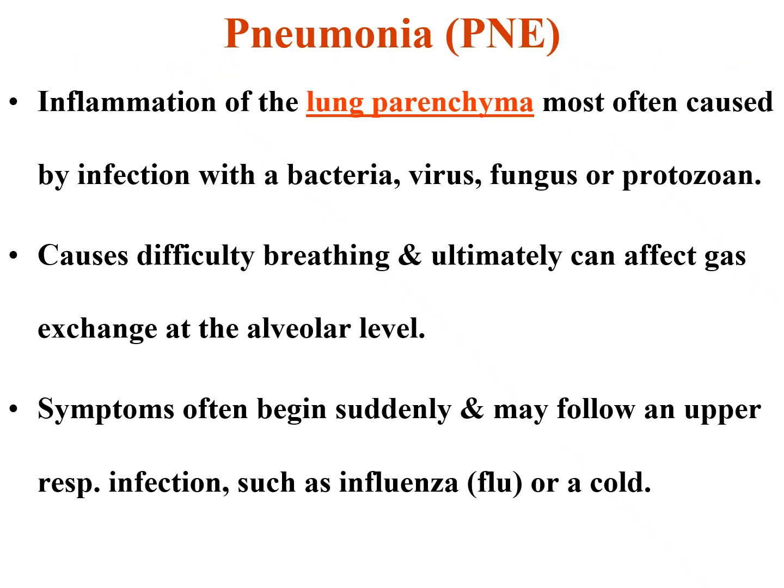Now, the next disease state is pneumonia, where we have an inflammation of the lung parenchyma, most often caused by infection with a bacterium, a virus, a fungus, or a protozoan. It causes difficulty breathing and ultimately can affect gas exchange at the alveolar level. And symptoms often begin suddenly and may follow an upper respiratory infection such as influenza, like the flu, or a common cold. And this is what unfortunately the coronavirus, this novel COVID-19 virus, winds up doing. It winds up initiating pneumonia in individuals.